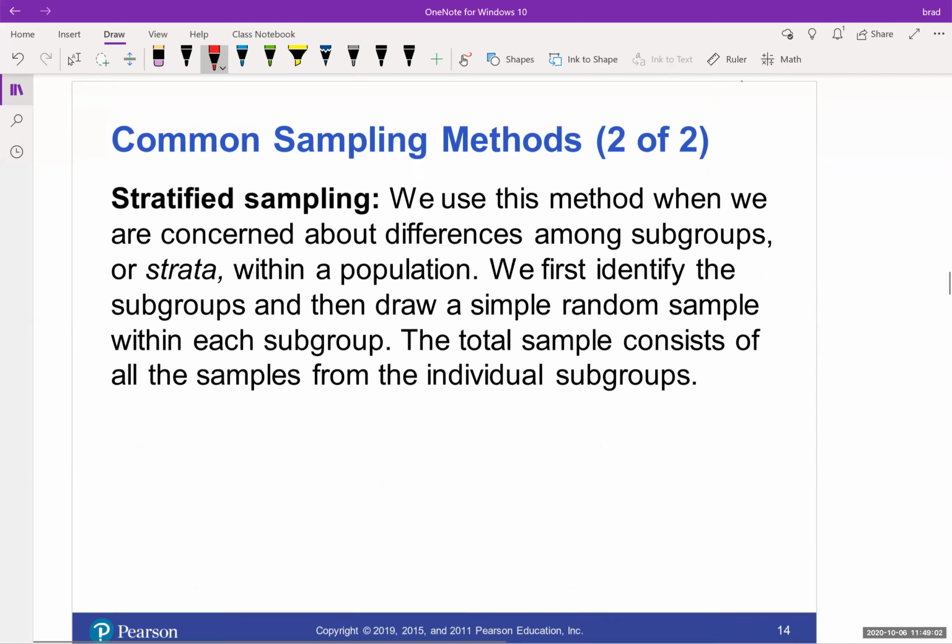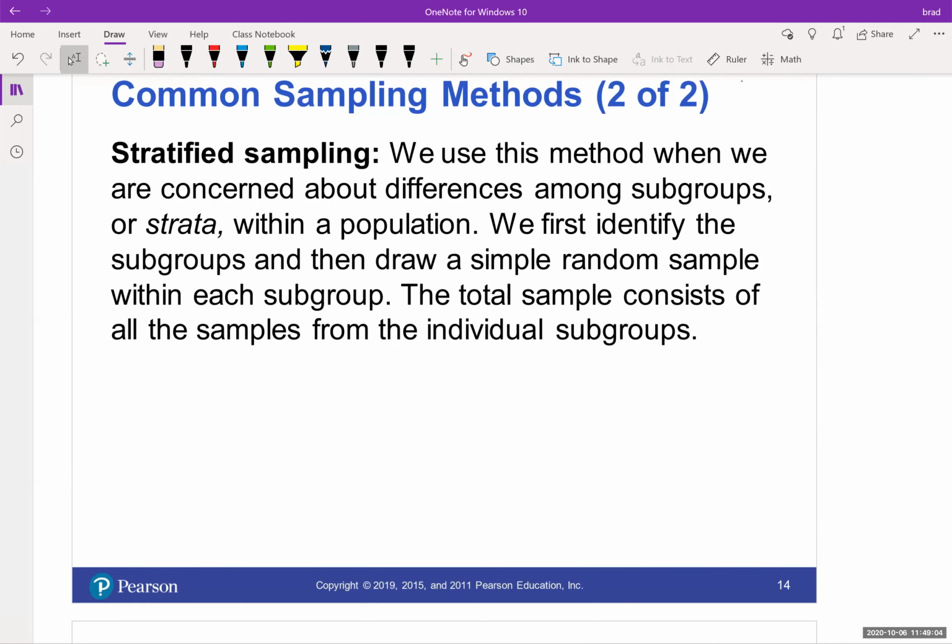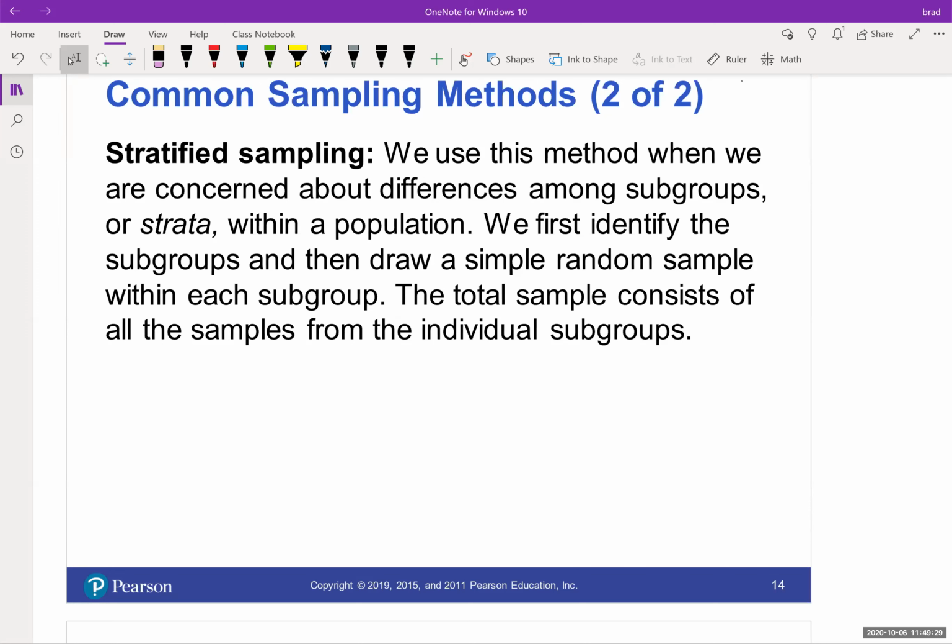Another one is stratified sampling. This one's important to make sure the data is well representative of the population. We use this method when we are concerned about differences among subgroups, or strata, within a population. We first identify the subgroups and then draw a simple random sample within each subgroup. The total sample consists of all the samples from the individual subgroups. So this one's a little bit harder.